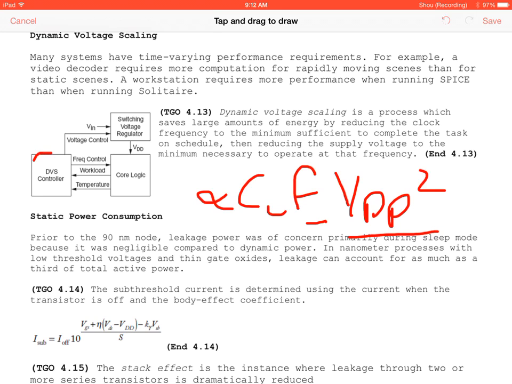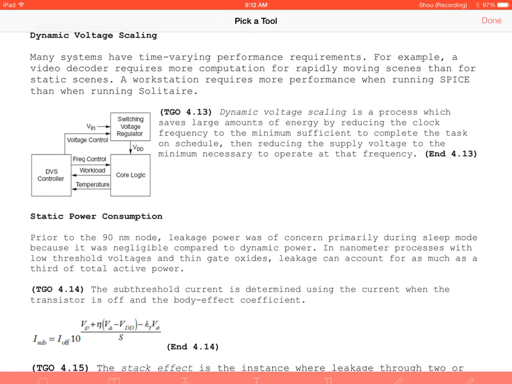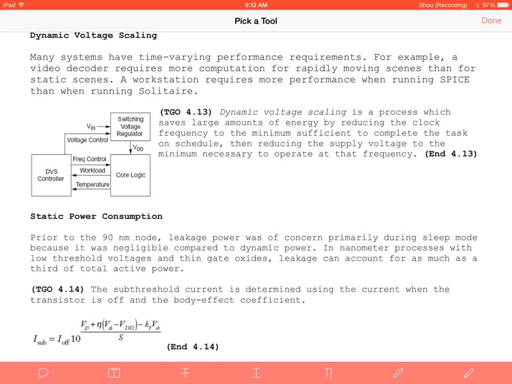So we have our dynamic voltage scaler. It controls both the frequency and our voltage. The switching voltage regulator will supply the supply voltage to our core logic, which is the circuit we're trying to operate. And the goal is to have the minimum sufficient frequency and supply voltage to complete the task.